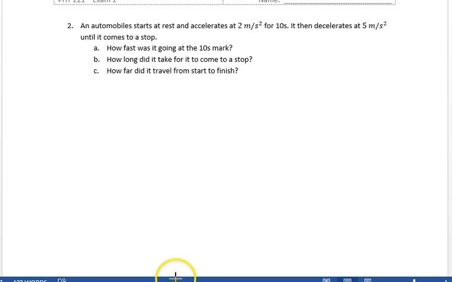Well, this problem is really two problems, right? There's the first part where it's accelerating, and then the second part where it's decelerating. And part A is, how fast was it going at the end of the first part? Okay, so part A.